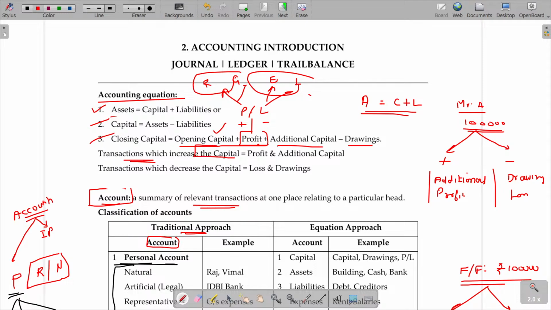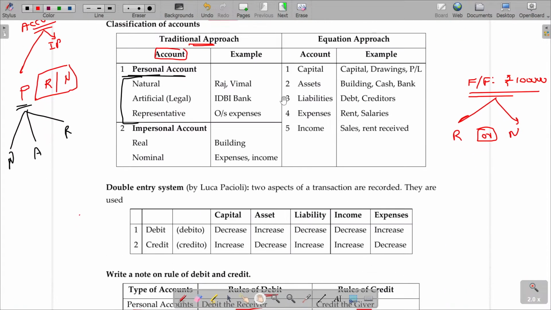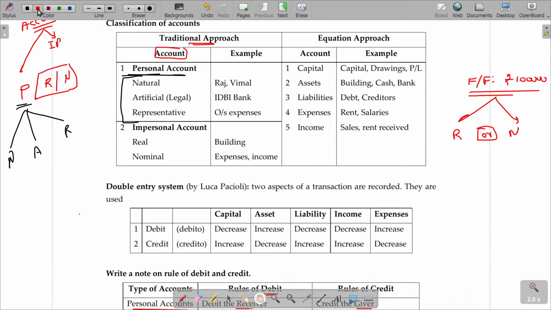Transactions which increase the capital are usually profit and additional capital added. Transactions which decrease the capital are usually loss or drawings subtracted. Okay. And classification of accounts we have seen. In the traditional approach, we have two broader classifications, personal and impersonal. Impersonal can further be classified as real and nominal. Personal accounts can be classified as natural, artificial or legal, or representative.